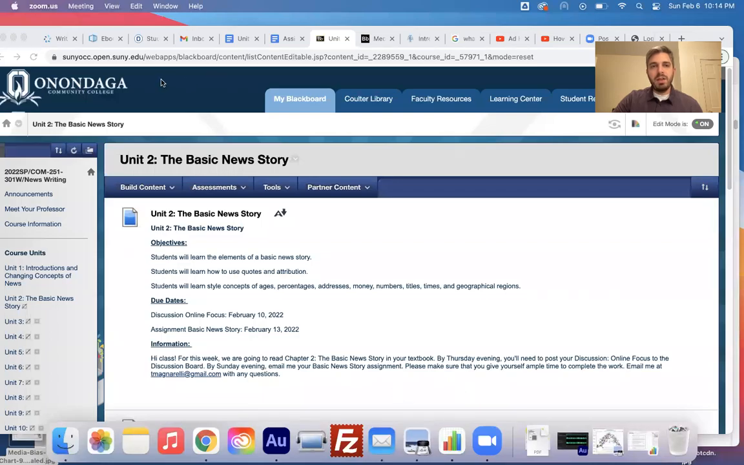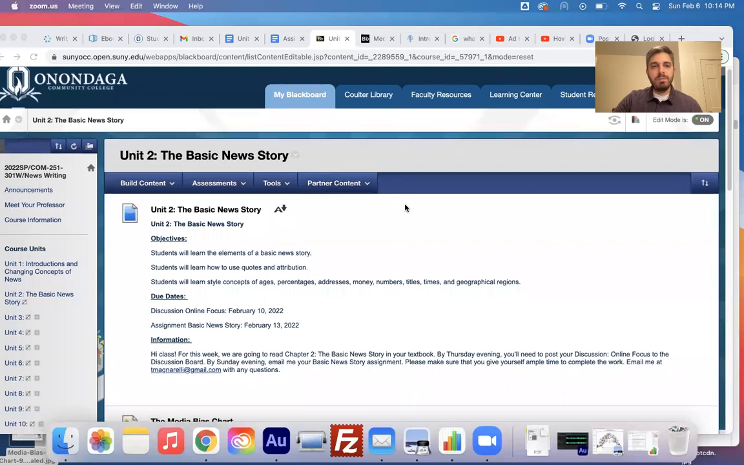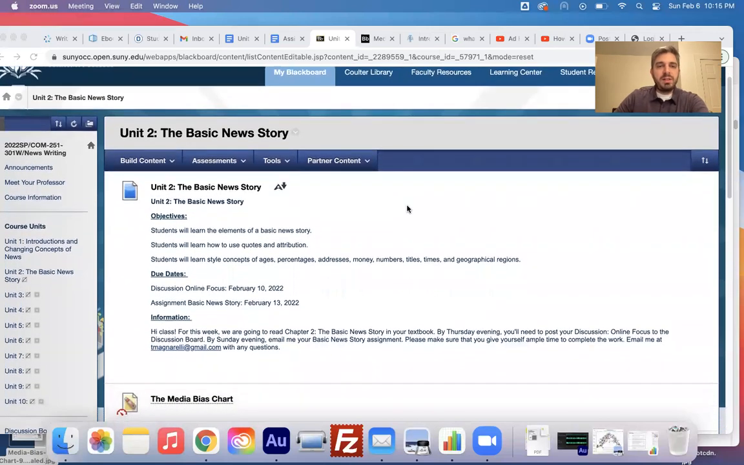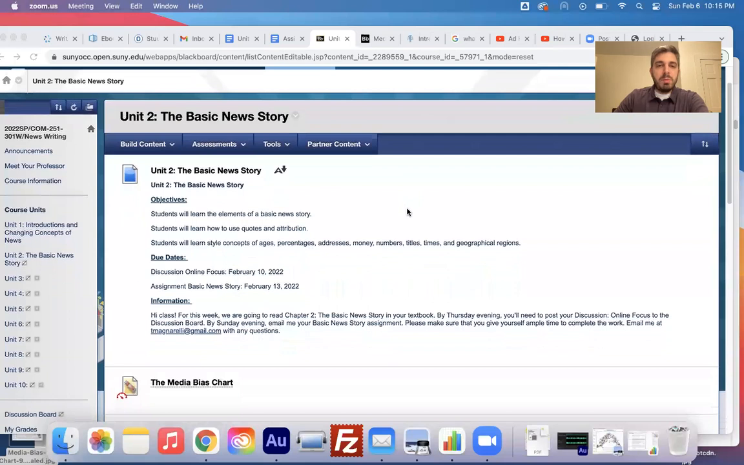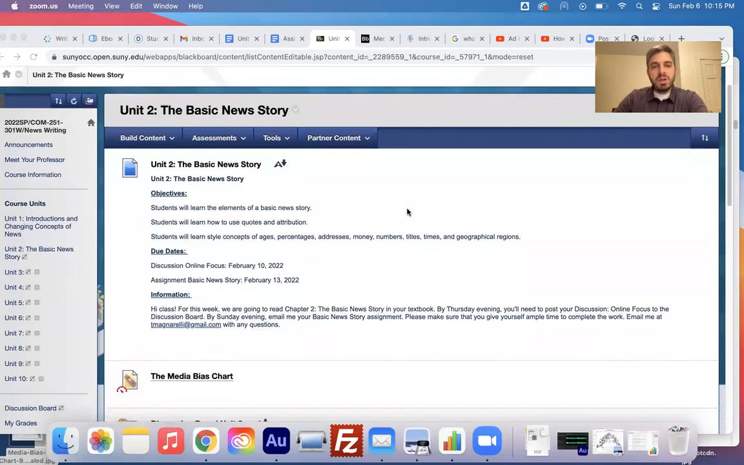But before we do that, what I want to do is share my screen and show you guys Blackboard. So we have Unit 2, the basic news story. You're going to learn the elements of a basic news story, how to use quotes and attribution, and you're going to learn style concepts, how to write for ages, percentages, addresses, money, numbers, titles, times, geographic locations, things like that.